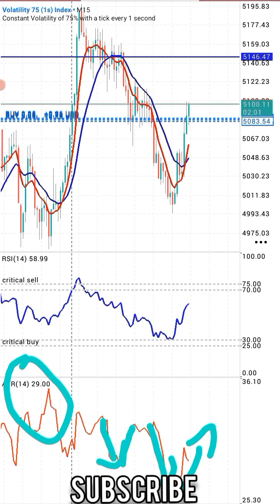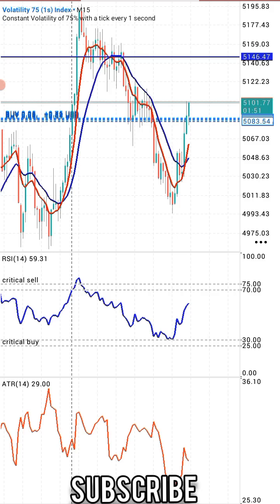Now, look at this, it was actually going for a sell, and the momentum went up here, showing that it is increasing. Now, look at what is happening. I'm doing this video with a live trade. I'm showing you a live account, live trade on Volatility 75 1 second index. This is a live trade. This is not a story. This is a live trade.